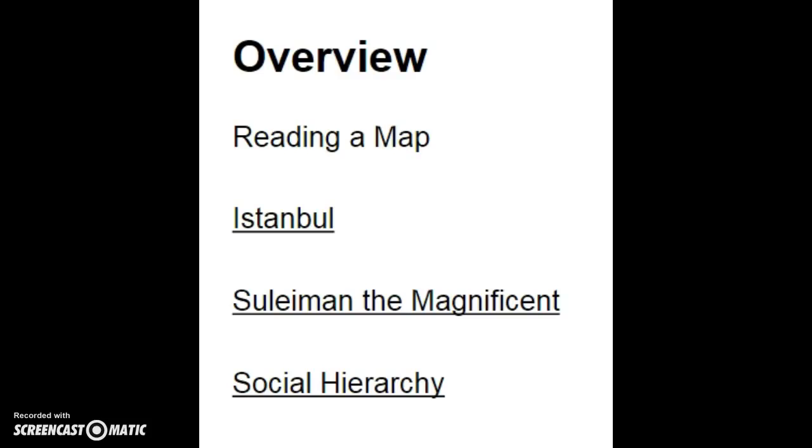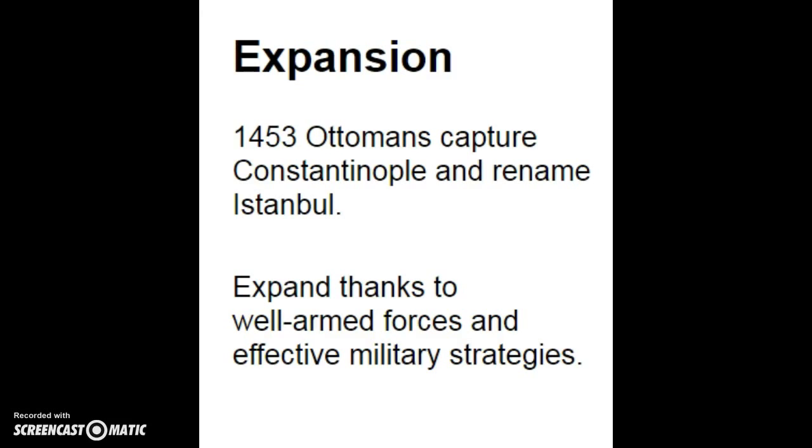Suleiman the Magnificent is probably one of the most important Ottoman sultans. Sultan is an Ottoman term for ruler, and Suleiman will give rise to the Ottoman Golden Age. And if you remember from previous units, social hierarchy will refer to class structure within a society. So we'll first begin looking at expansion.